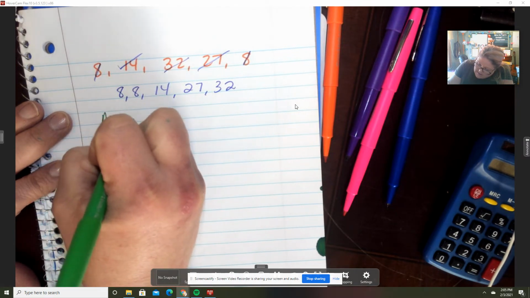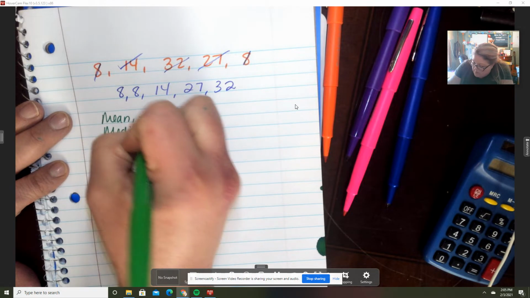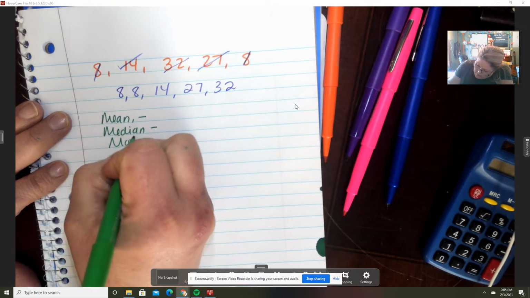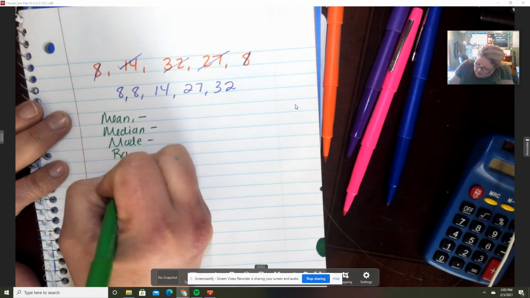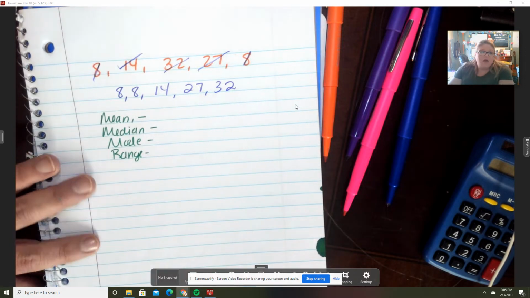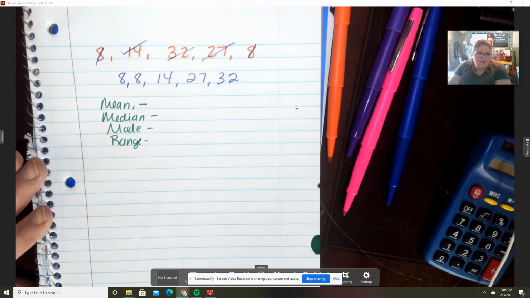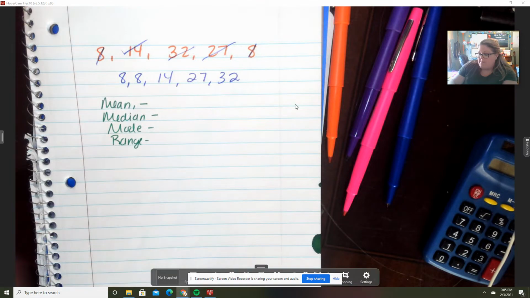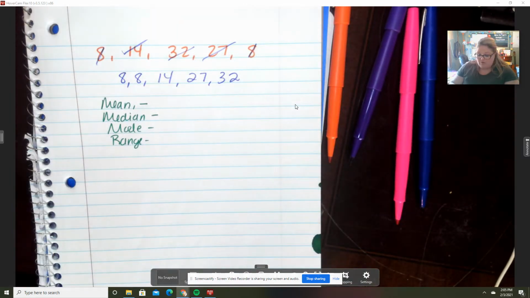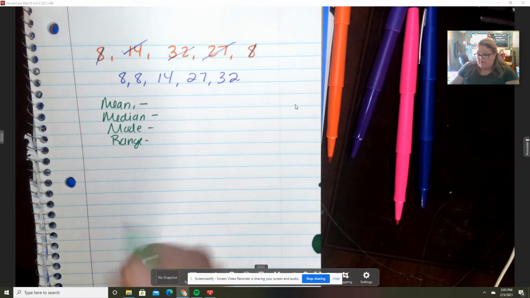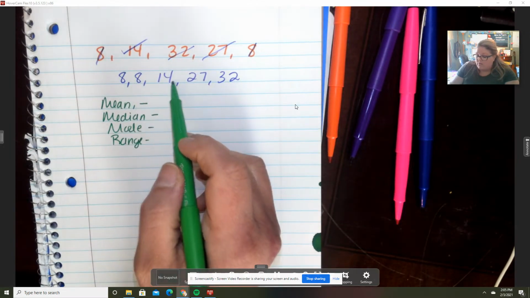If you get a number that is more than the highest or lower than the lowest, then you've done something wrong. Okay, the mean, the median, those are going to be in the middle. All right, so how am I going to find the median? Well, remember, you're going to add them and then divide by however many numbers you have in your set. I have 1, 2, 3, 4, 5.